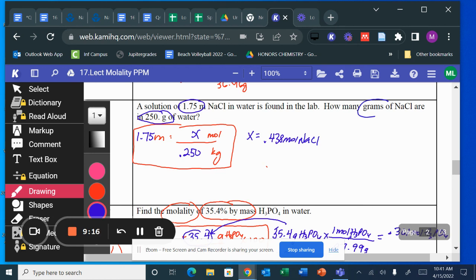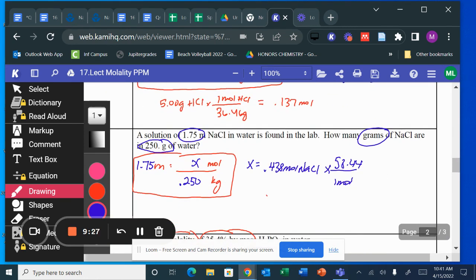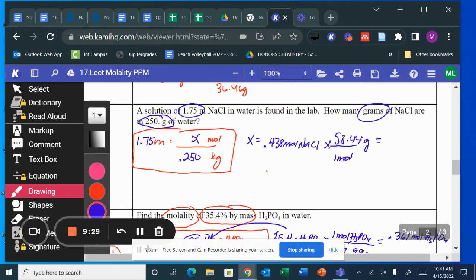Change that to grams because they're asking for grams. 1 mole of NaCl is, when you add the molar mass, 58.44 grams, which is equal to 25.6 grams of NaCl. And that's it. That's how you use the formulas.